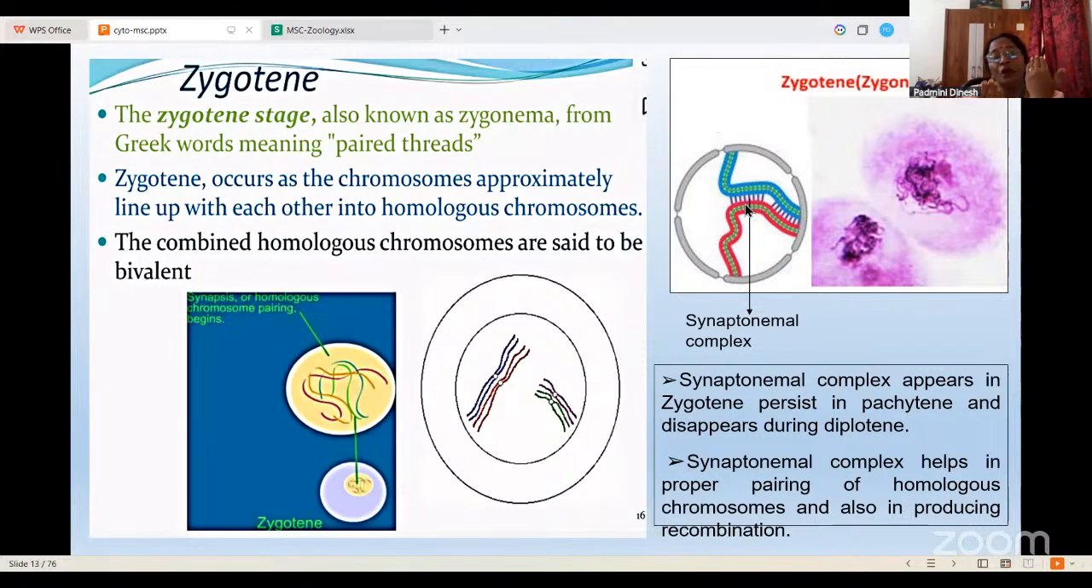So when the homologous chromosomes come close to each other, they identify each other, and you will find that the synaptonemal complex is formed over here. You can see the synaptonemal complex. This doesn't allow them to move away. So that is the beauty of zygotene.